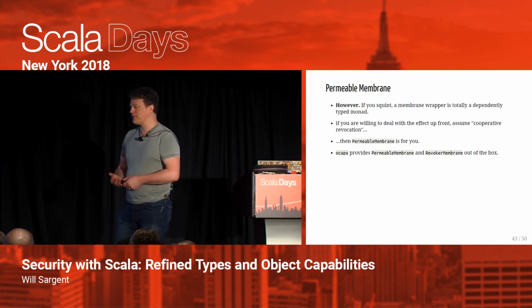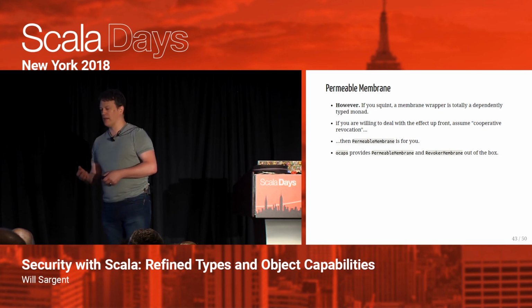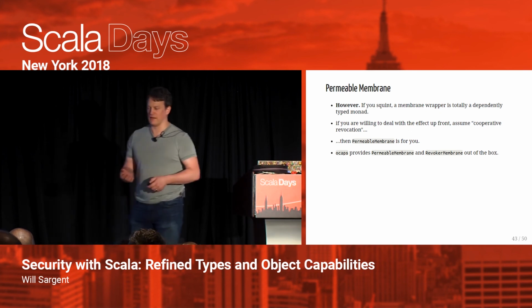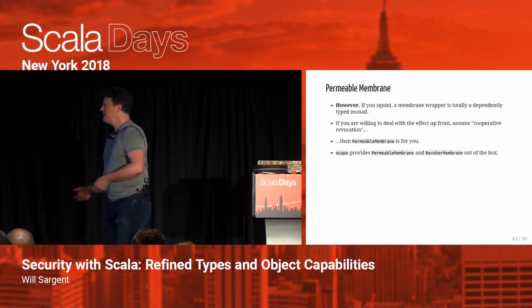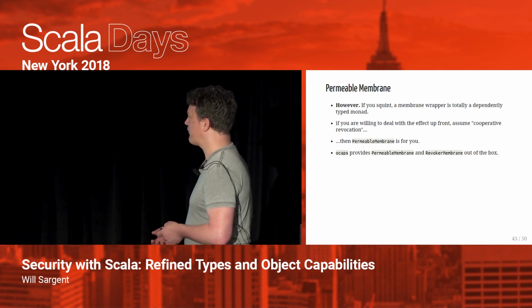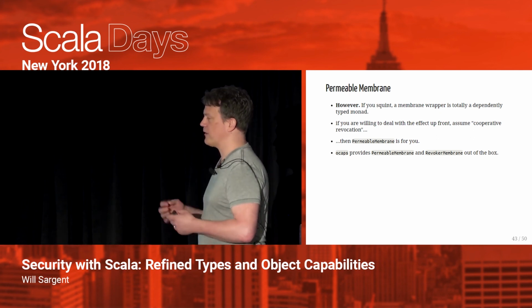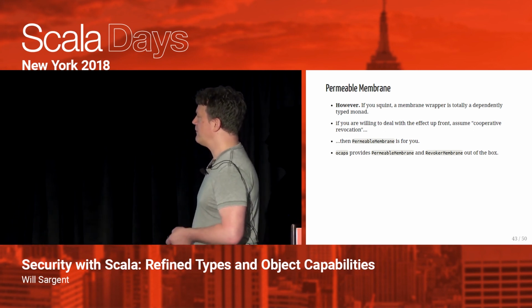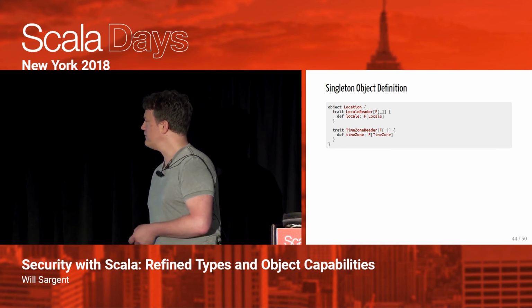because we actually talked about future A and future B, and we talked about flat map and all of that stuff, I'm not saying that a membrane is a dependently typed monad, but a membrane's a dependently typed monad. So if you're willing to deal with working with an effect up front and you're willing to wrap everything in that yourself, basically you're doing cooperative revocation, then OCAPS has a permeable membrane that has the same effect.